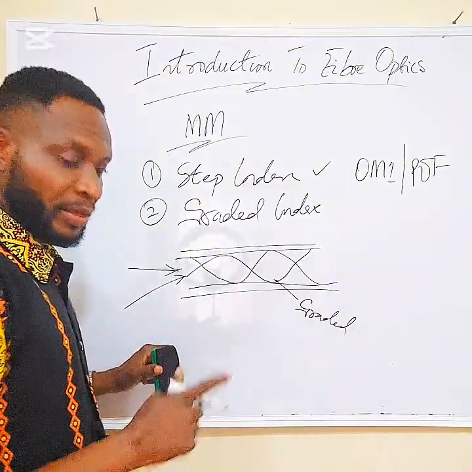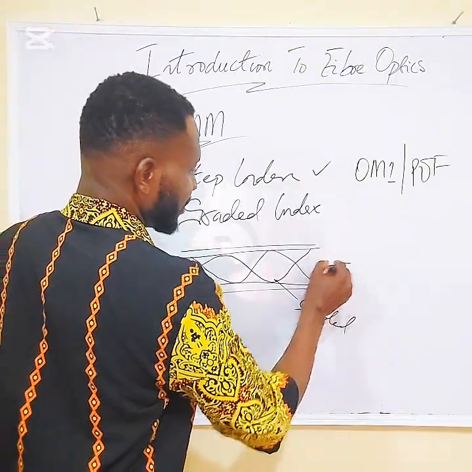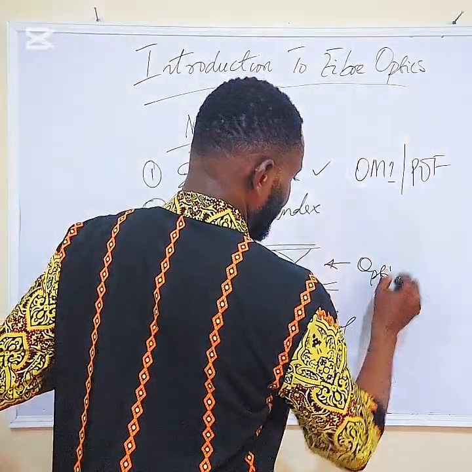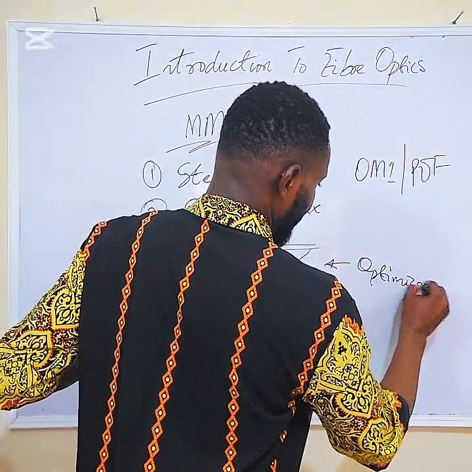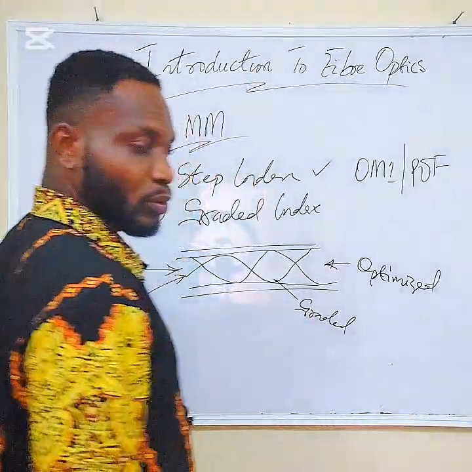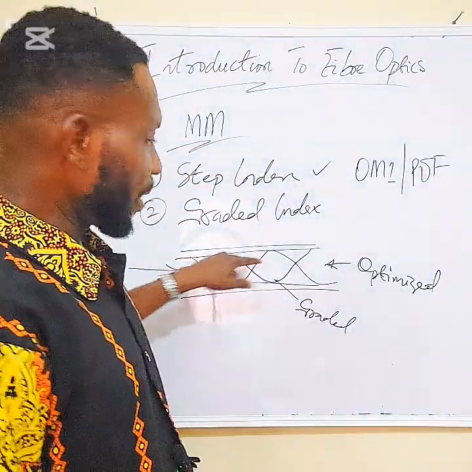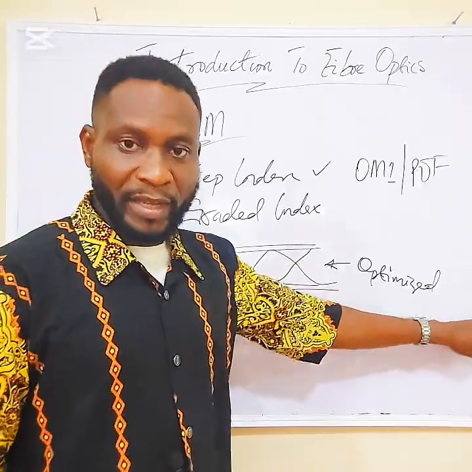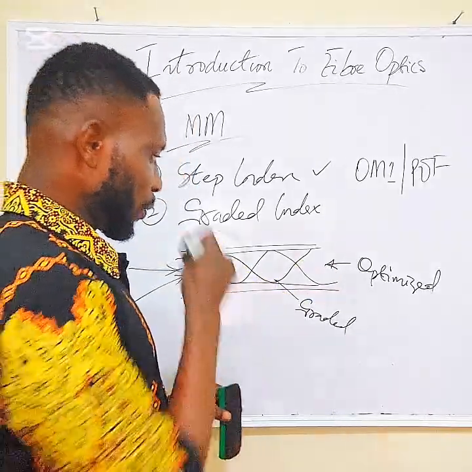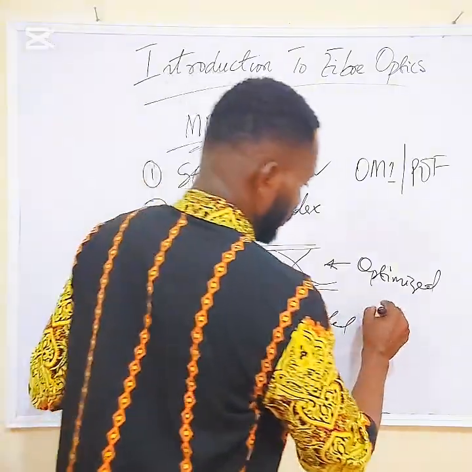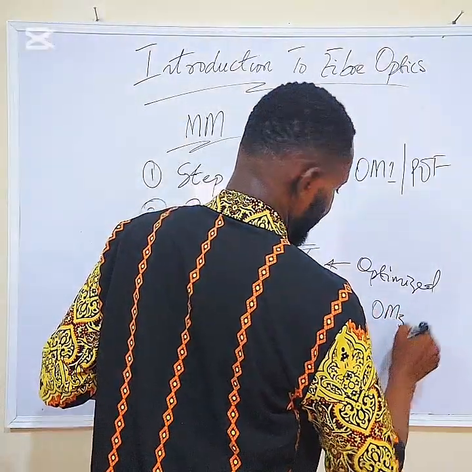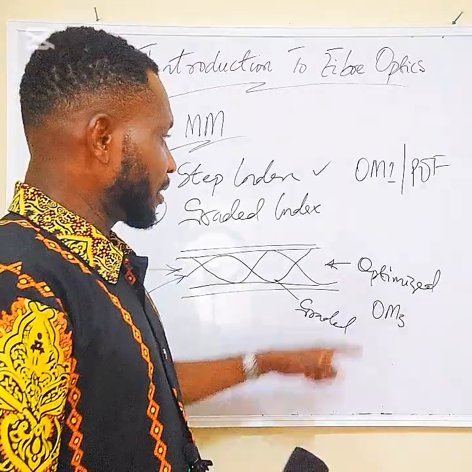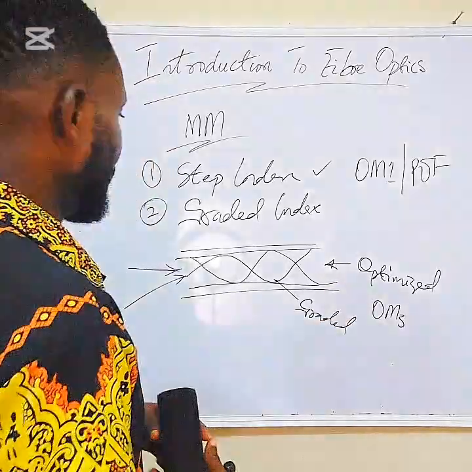So for OM3, the only difference is that the fiber is optimized. It's optimized to enhance the speed of light. Sorry, yes, the movement of light inside of it. They amplify what is coming out. So we call that OM3 optimized fiber. Anytime you hear about optimized fiber, it's talking about OM3. So that's that for this.